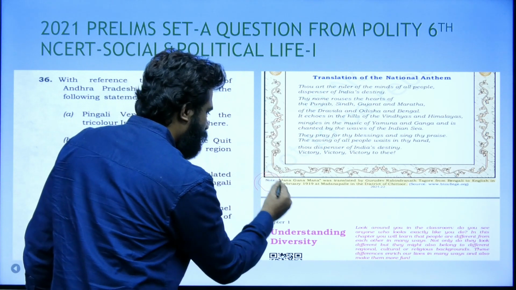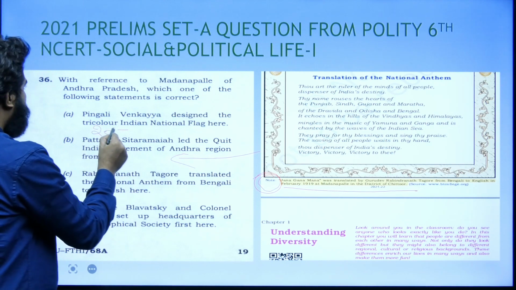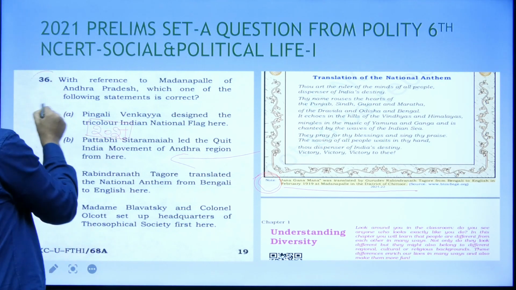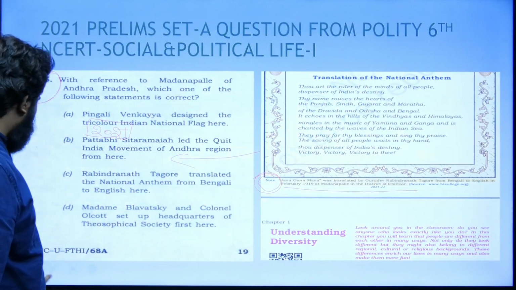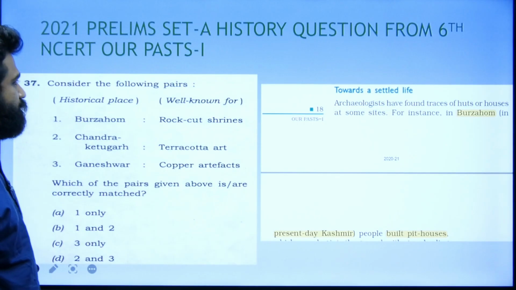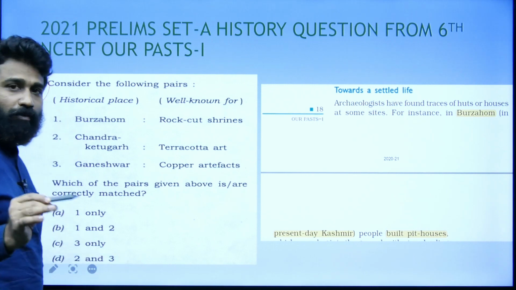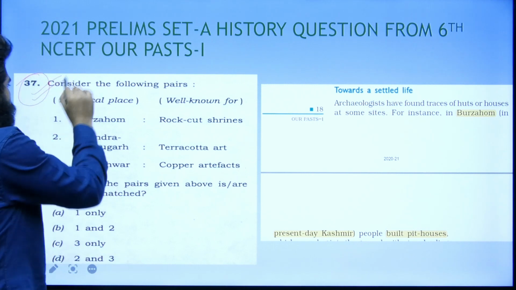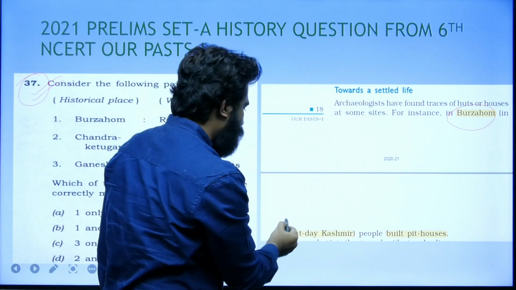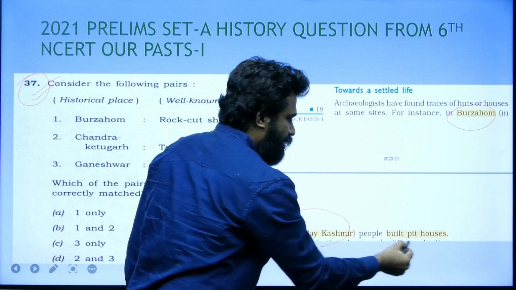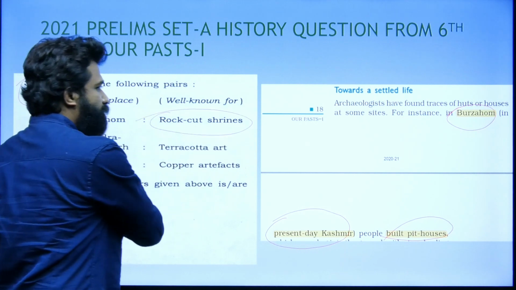This small note is asked in the UPSC 2021 paper, set A, 36th question. Therefore, it is very important and essential to read the standard reference books. And exactly in the same year, immediately after the 36th question, if you see the 37th question, you can witness Yodhan, which is a place for pit houses located in present day Kashmir. It was a place for pit houses in ancient times, but it was wrongly matched here.